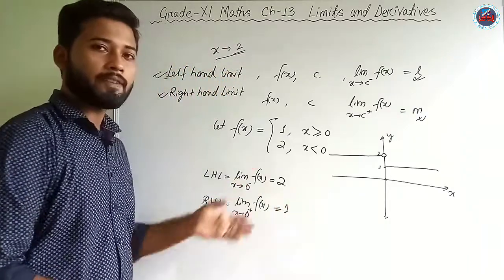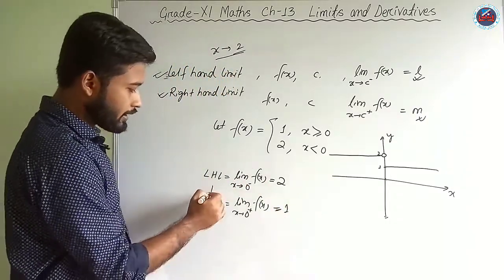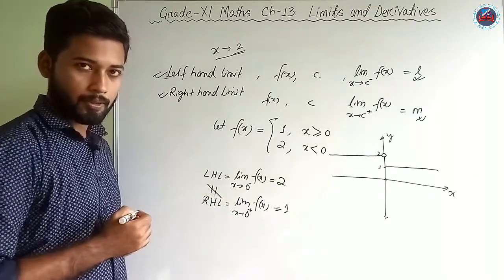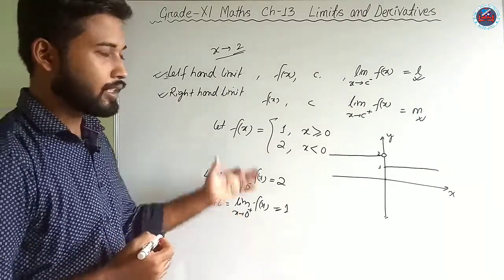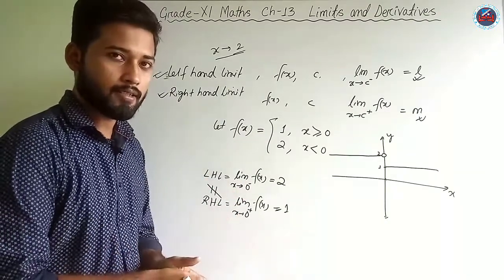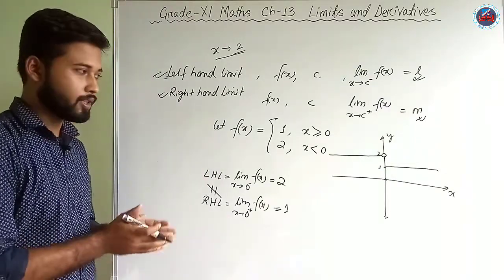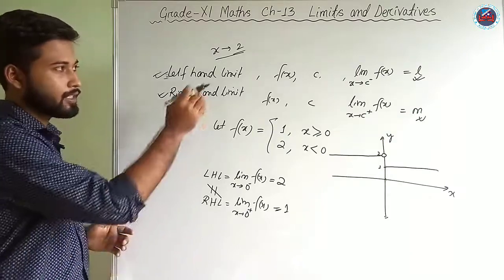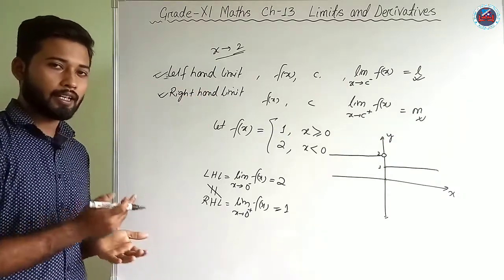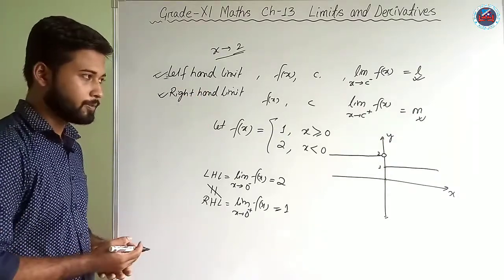Now clearly in this function we see that the left hand limit and the right hand limit are not equal. So in this case we say that the limit of the function does not exist. Okay, so if the limit of the function exists, it must be unique, that is, the left hand limit and the right hand limit must always be equal.